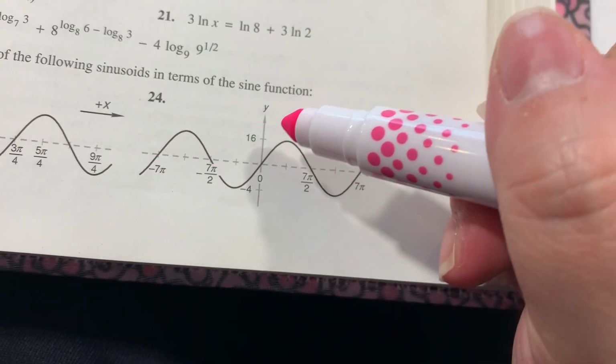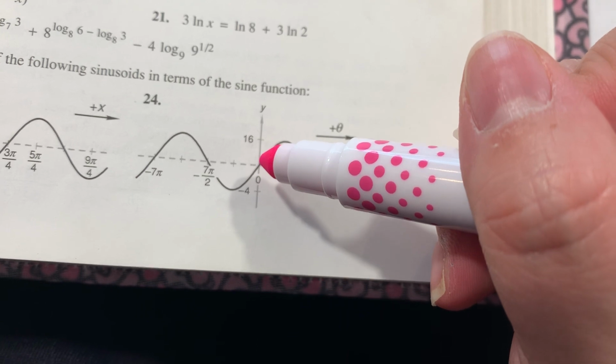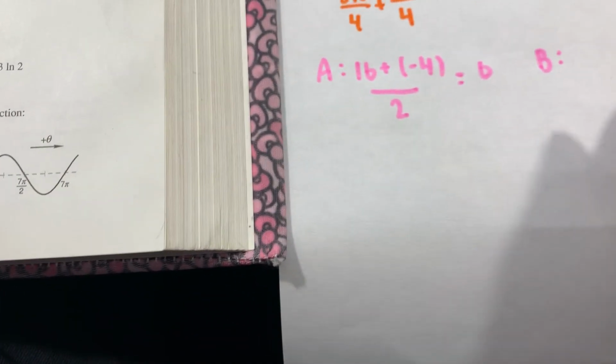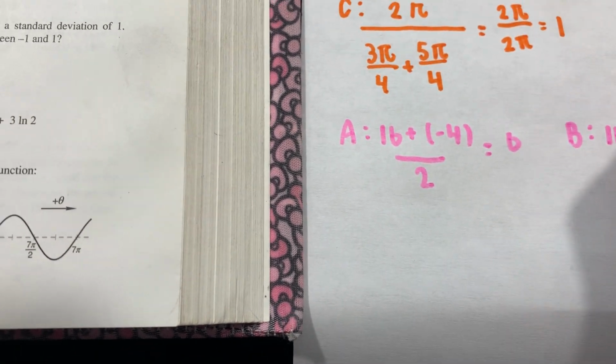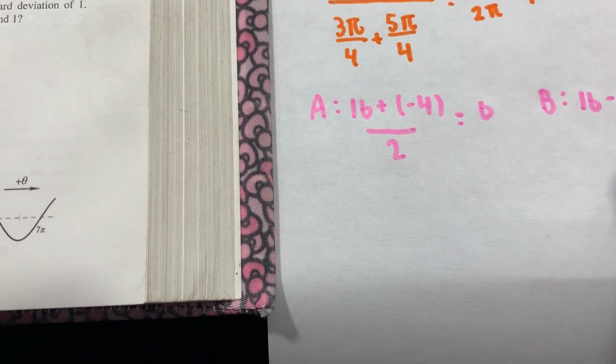B is the difference between 16 and that number that we just got. So difference means subtraction, so it would be 16 minus 6, which would be 10.